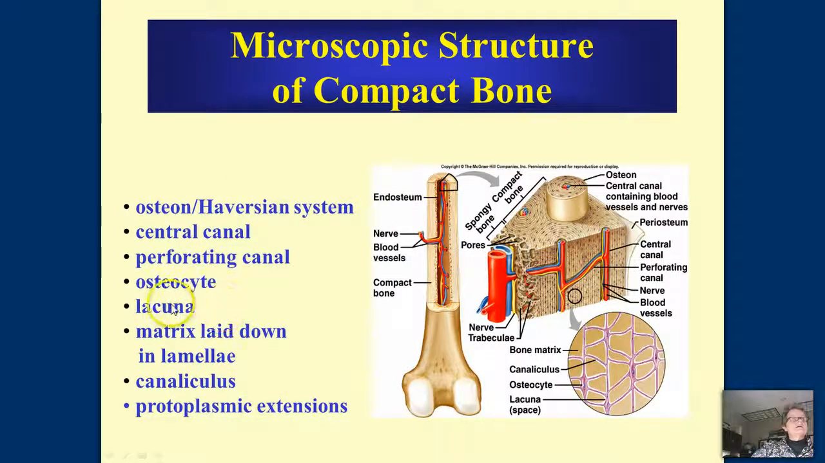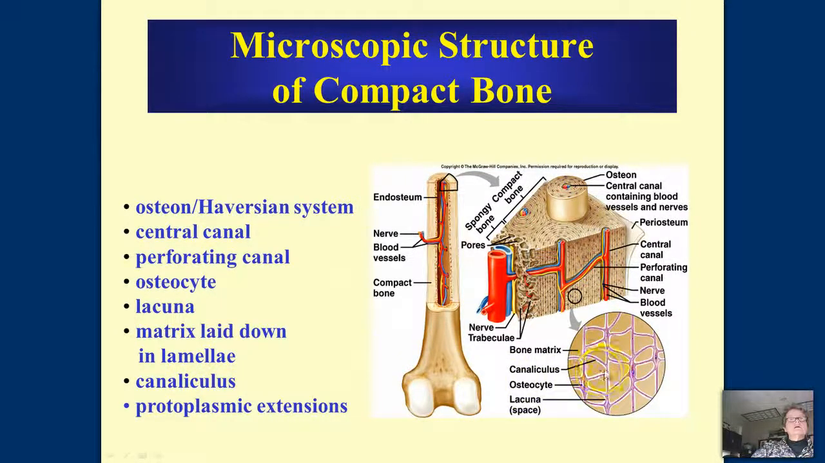Let me go back here. All right, the osteocyte lays in this little chamber, a bony chamber, and that bony chamber is called the lacuna. The matrix is laid down in layers called lamellae, or lamella. Each of those concentric circles is a lamella, as that precursor of bone is ossified one layer upon the other, and each layer is a lamella.